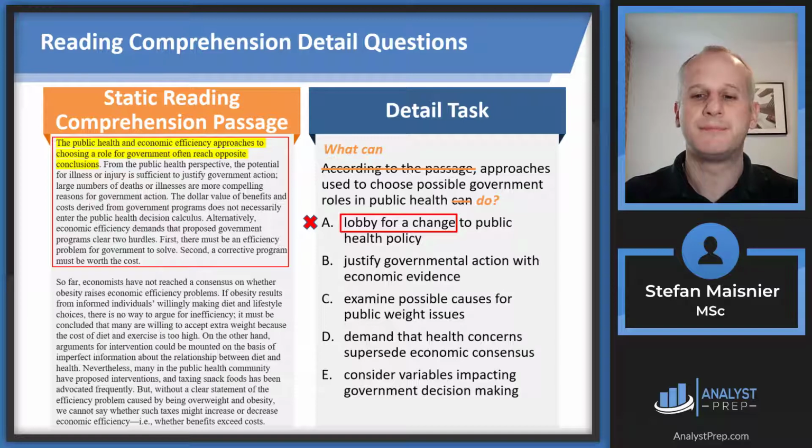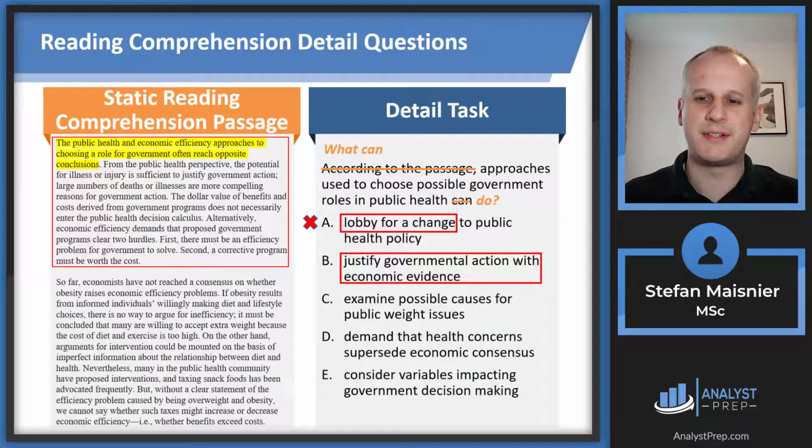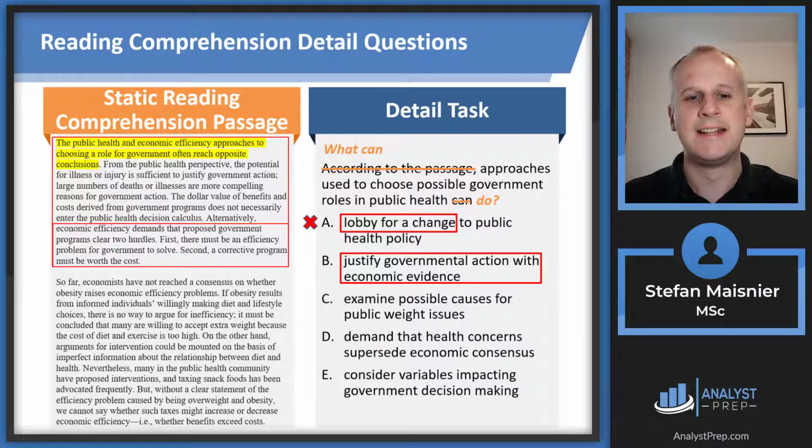For choice B, we've got justify governmental action with economic evidence. And again, this is the bottom half of the paragraph, our second approach, and easily this portion of the paragraph could have been ignored if we did not note there were 2 approaches at the beginning, and we've got to read through at least both of those approaches. Now, as we go back, we see that economic efficiency demands that these programs clear 2 hurdles, but we don't know that any of these programs would actually clear these hurdles. So we can eliminate this because we don't know that the governmental action would actually be justified based on the evidence from the passage.